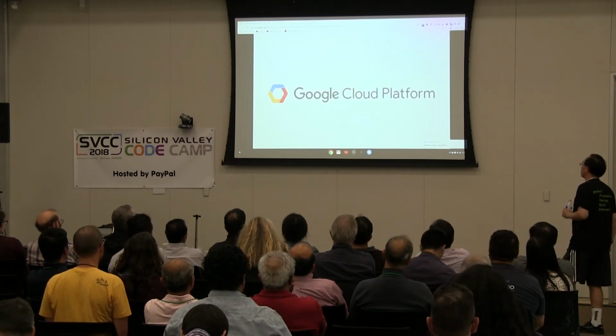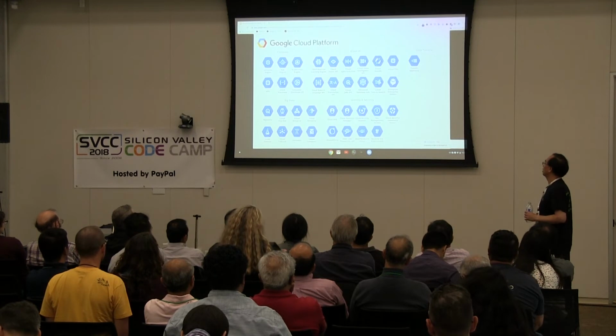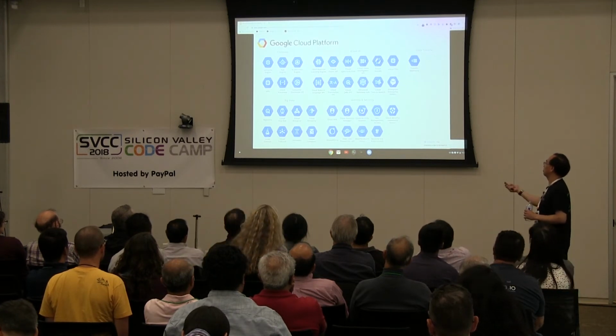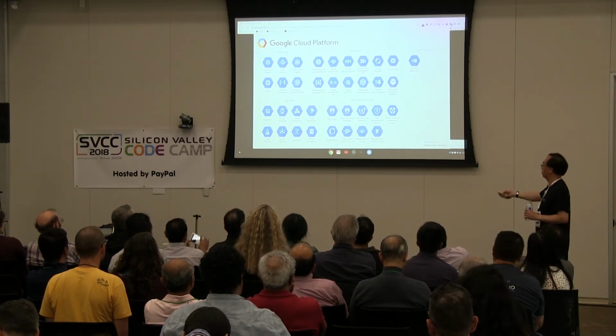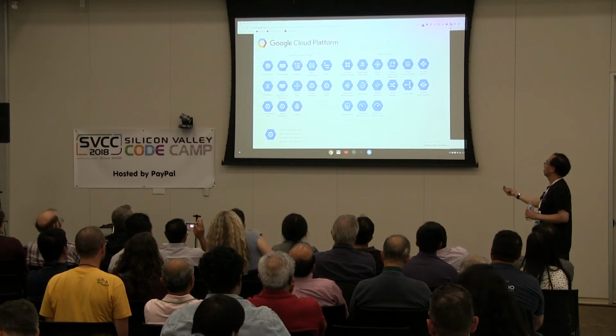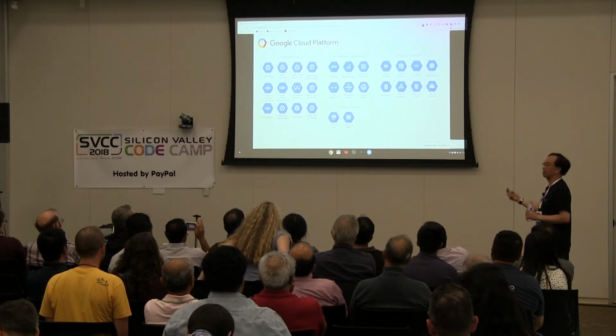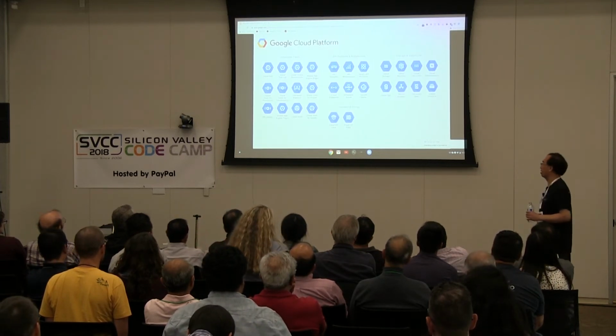Anyway, so Google Cloud Platform has a whole bunch of APIs. I'm not going to tell you what they are, but it's up to you to memorize the hexagon and the name of the API. Okay? No, there's not enough. We need more. There's just not enough stuff in the Cloud Platform.